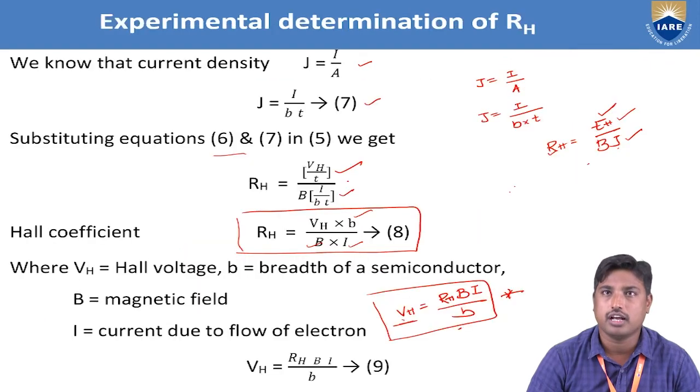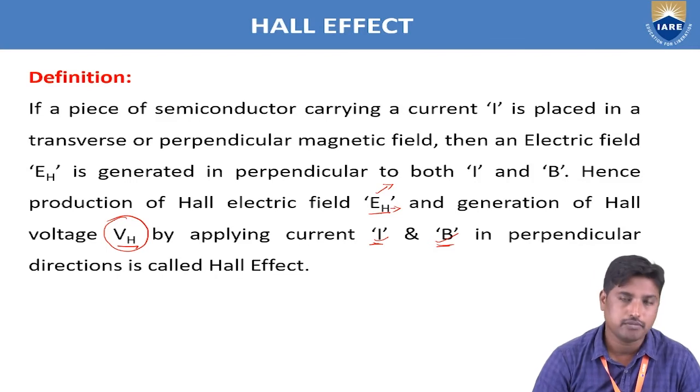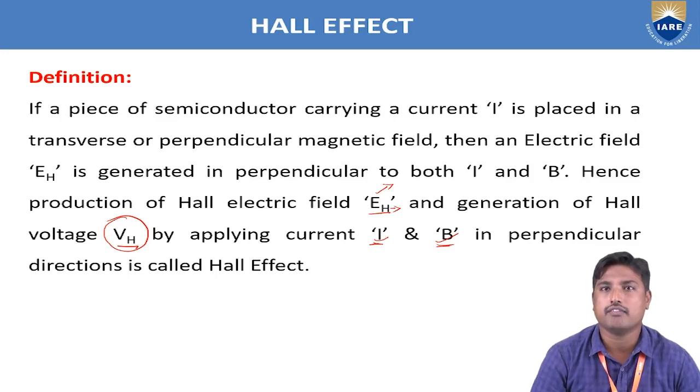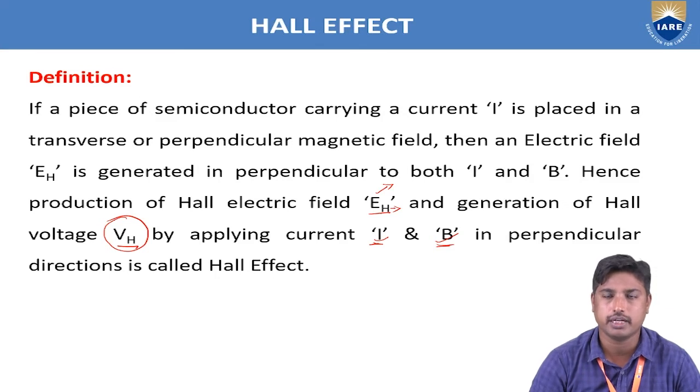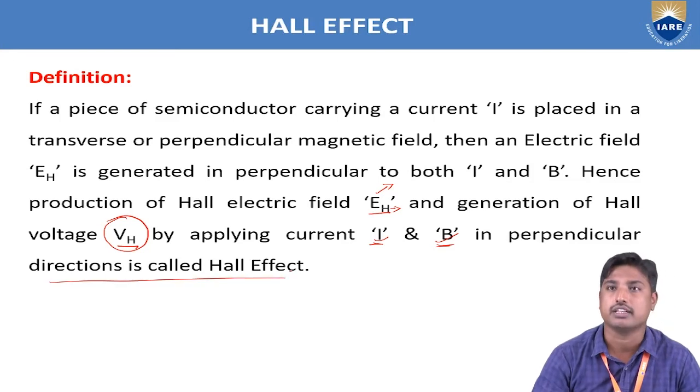So coming to the Hall effect again. What is Hall effect? When a piece of material or specimen carrying current I is placed in a transverse magnetic field, what will happen? Electric field is generated perpendicular to both magnetic field and current. The developed electric field we are calling Hall electric field, and due to that electric field, some potential difference is created between face 1 and face 2. So voltage is developed across the material. The developed voltage across the material we are calling Hall voltage. This total effect we call Hall effect.